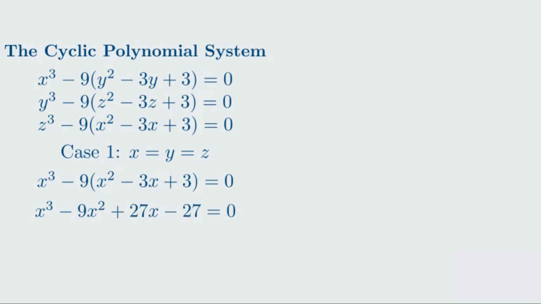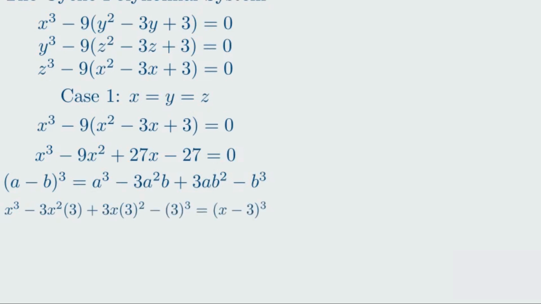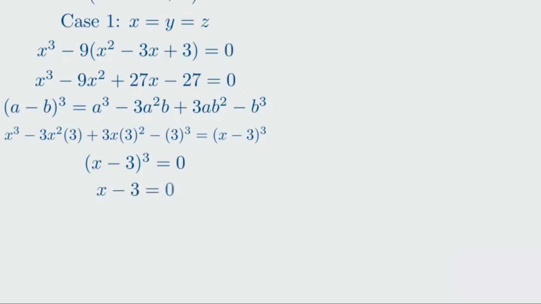Does this expression look familiar to you? It's a classic algebraic identity. That's right, it's the expansion of a binomial cubed. Specifically, it's x minus 3, all cubed. So, our equation simplifies to x minus 3, all cubed, equals 0. For a number to be 0 when cubed, the number itself must be 0. This means x minus 3 must be 0, which gives us a value for x.